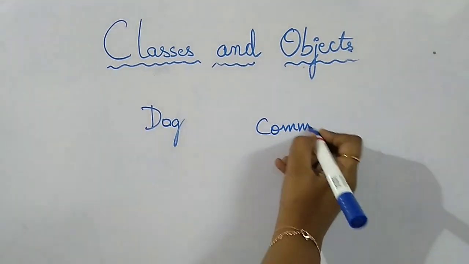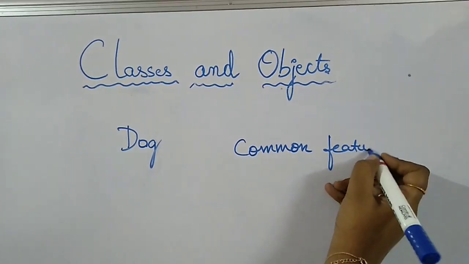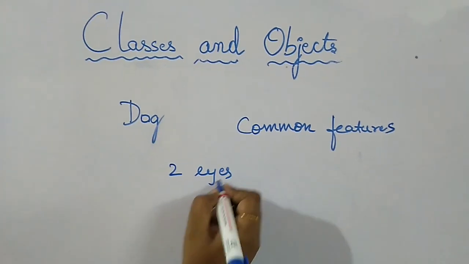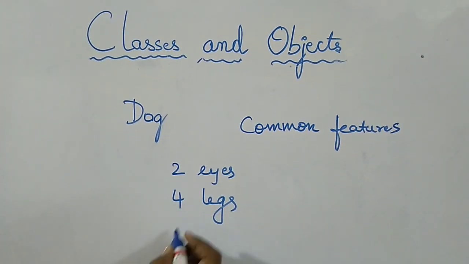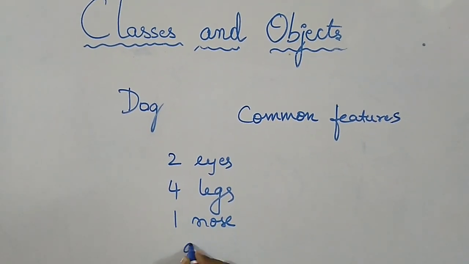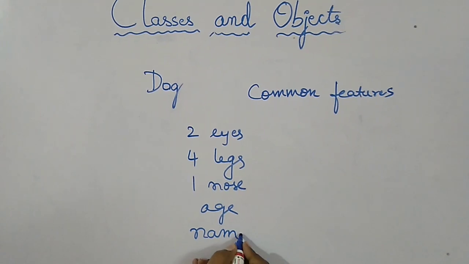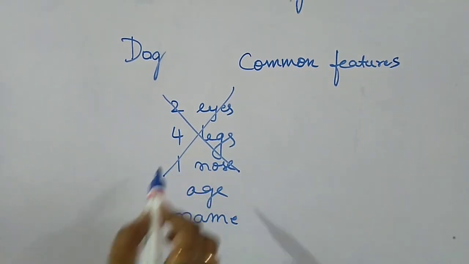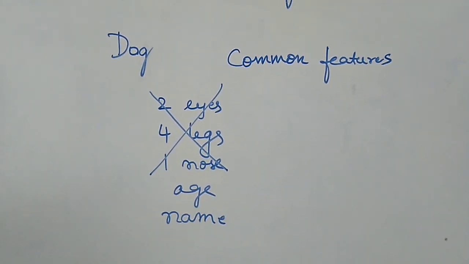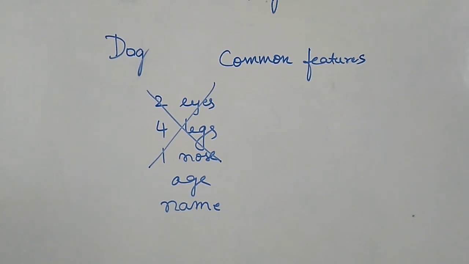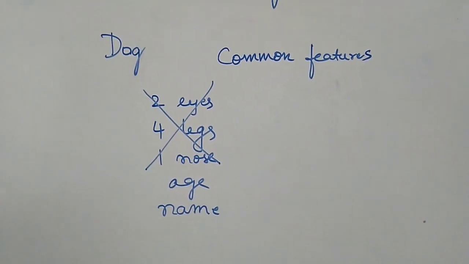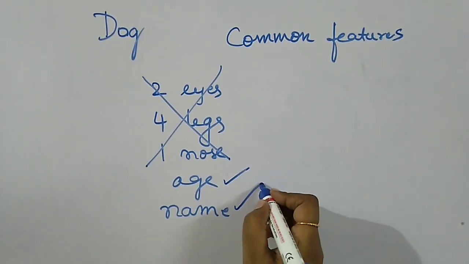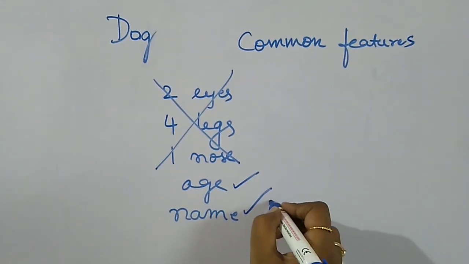Let us consider the common features of a dog. The common features of a dog are like: a dog will be having 2 eyes, 4 legs, and it will be having 1 nose, the age of the dog and the name of the dog, etc. But since I don't require these features, I will not be including them in my program. So it is very important for you to take out unnecessary details. Since I don't want them, I will not be using them. I only require the age and name of the dog, so I will be having only these 2 features in my program.